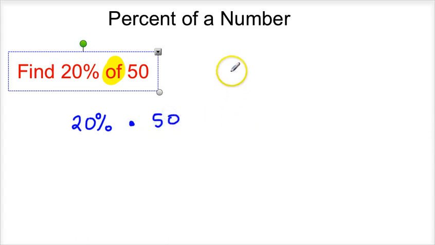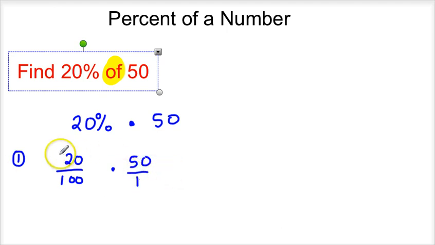Now we have a few different strategies we can use to find 20% of 50. Number 1: let's turn 20% into a fraction. So in this case it's 20%, which is 20 over 100, times 50, or 50 over 1 in this case.